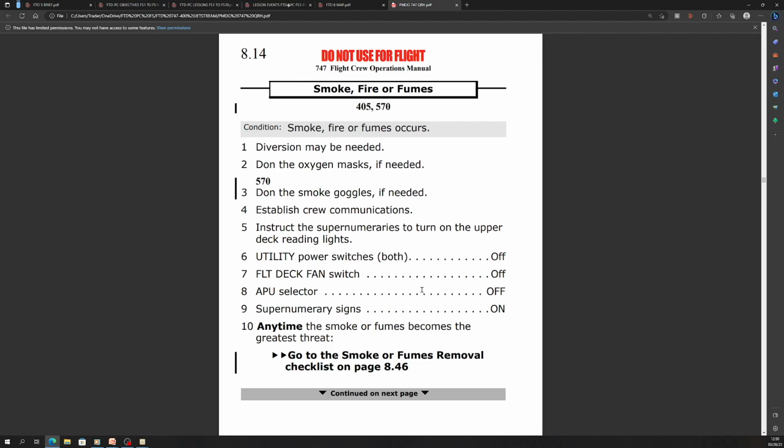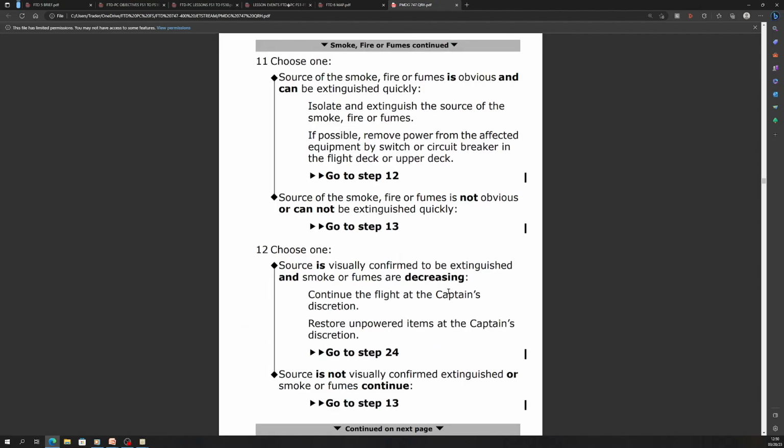We don't have to start removing it right away, but if it becomes unbearable, starts to become really thick, and you're getting reports to that, then you may want to go to that smoke or fumes removal checklist and then come back to the smoke, fire, fumes checklist, because we got to try to remove it so people can breathe. And then you'll notice it says choose one. So now we've got several decision trees coming up.